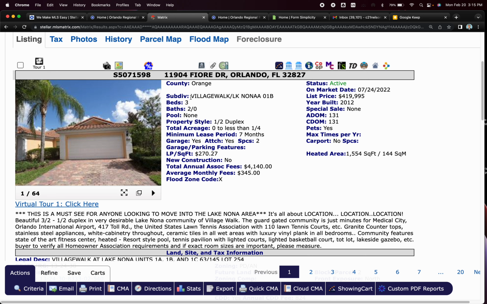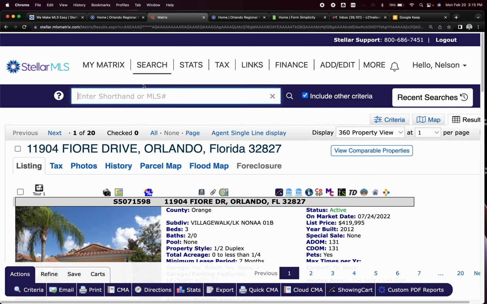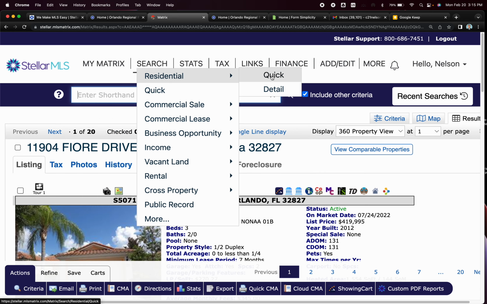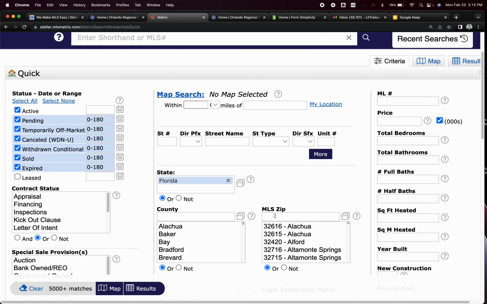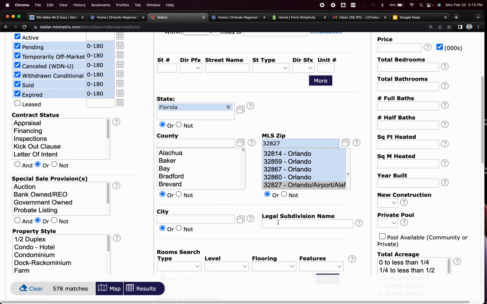So on this one, you remember those two things, the zip code and the subdivision name. So now you go back and you do a search again from blank. You start from blank. Now you want the pending ones, the temporary off the market, everything. And you want them in that zip code for the property that you're doing the evaluation on, 32827.